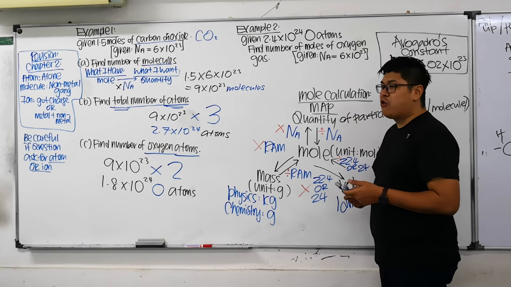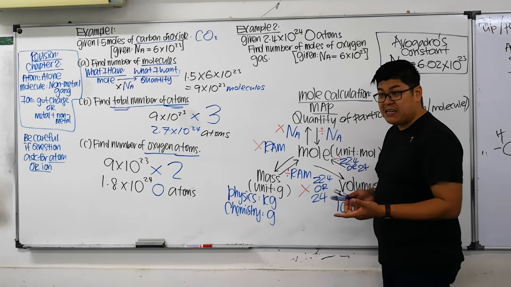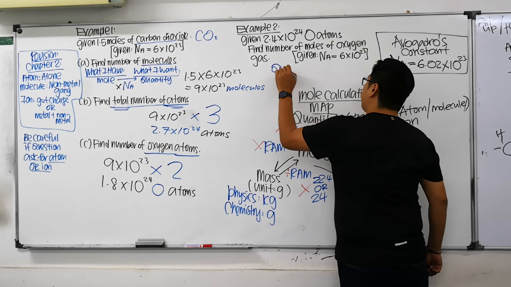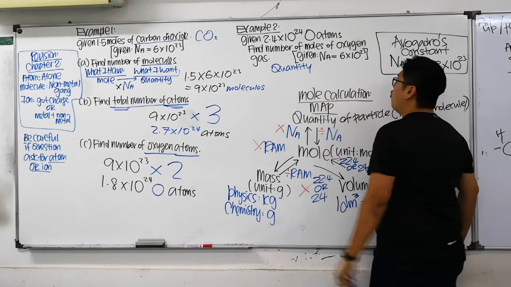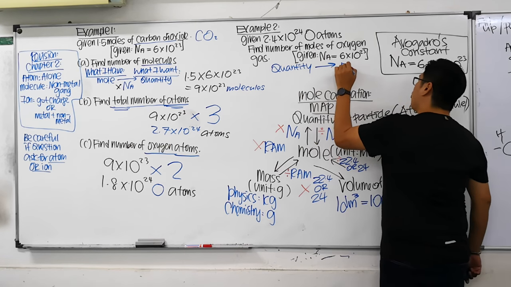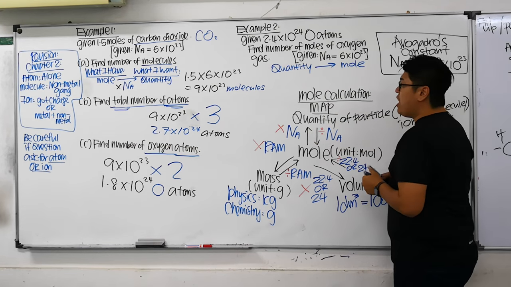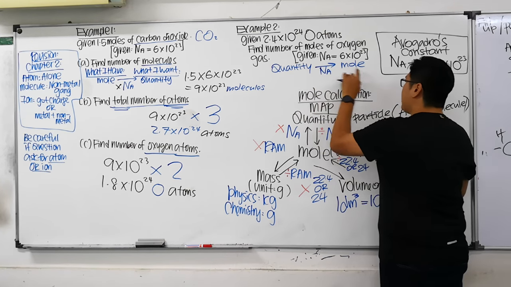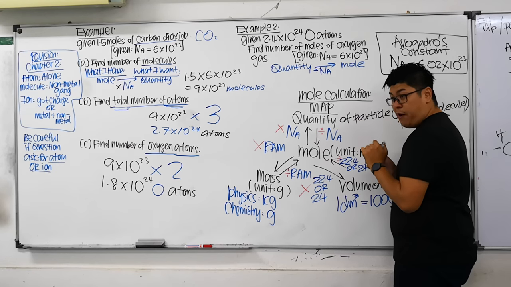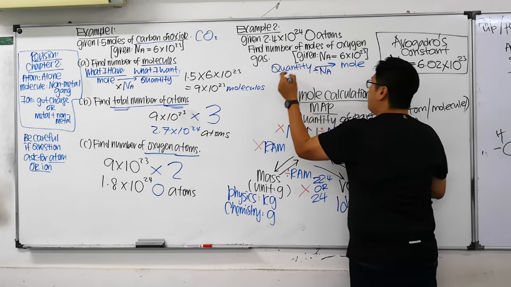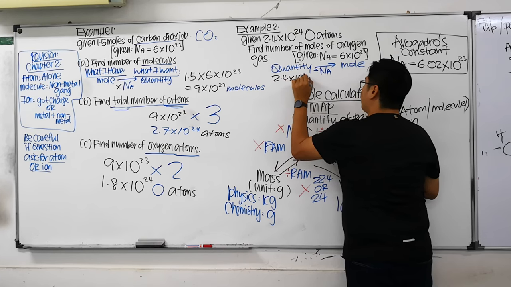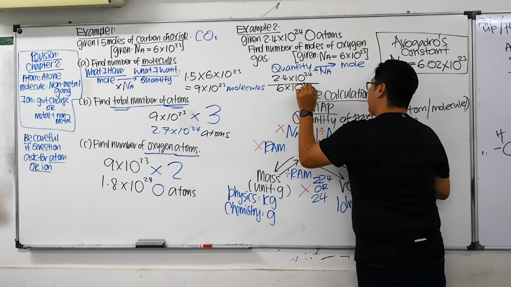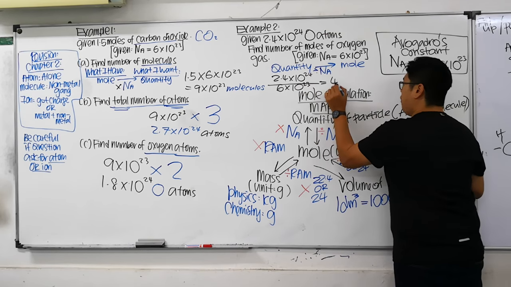So when they tell me atom, molecule, ion, it means I have quantity. Atom, molecule, ion, all of them are quantity. I have quantity, so what do I want to find? Mole. So quantity to mole. What do I need to know? The relationship, the Avogadro constant. Operation: divide. Are you with me? So far all good? Fantastic. Now, put it in: 2.4 times 10 power 24 divided by the Avogadro constant, 6 times 10 power 23. Final answer, 4.